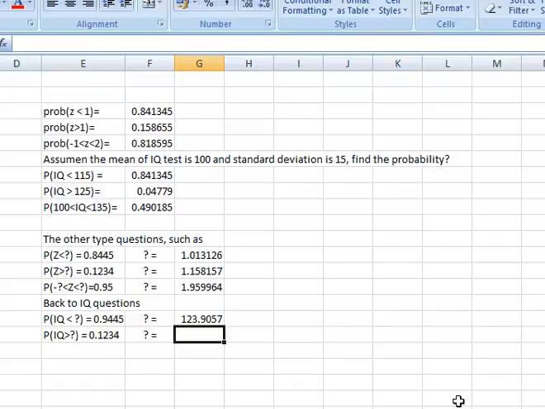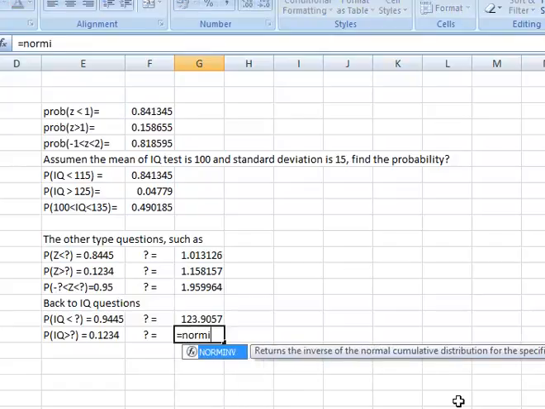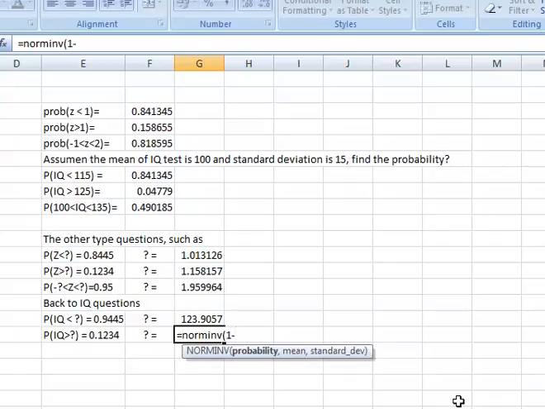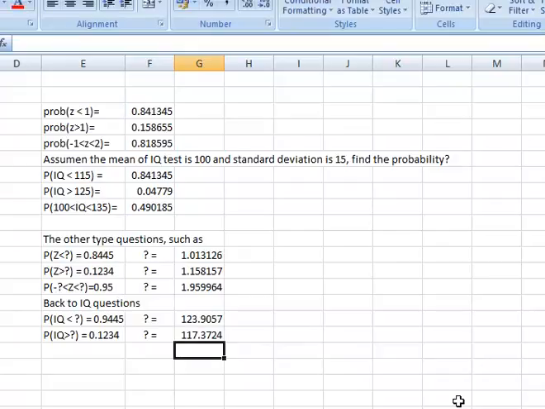So the next one, the last one, probability IQ greater than some value equals the probability 0.1234. So here you use equal NORM.INV. Then you put the probability. This is IQ greater than, so we need to use 1 minus 0.1234. Then comma, put the mean 100, standard deviation 15. So the IQ will be 117.37.